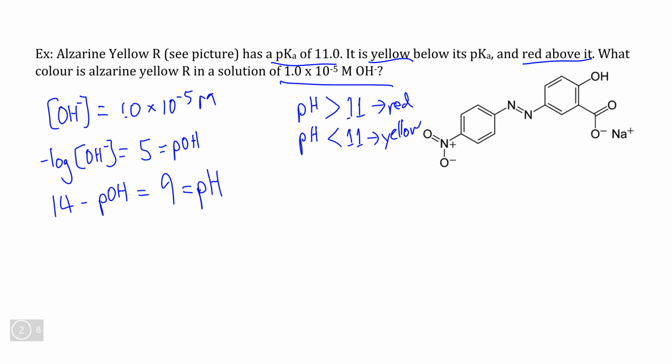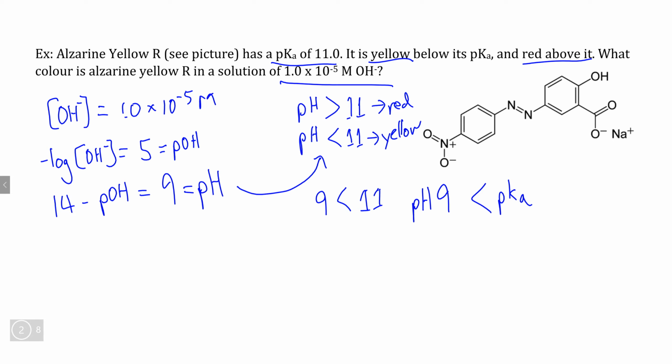We can clearly see that 9 is less than 11 here, meaning that the pH of 9 is less than the pKa of our acid, which again, pKa being equal to pH is where the concentration of the acid and base forms are equal. So because the pH is less than our pKa, that means that our indicator is going to be in its acid form, and therefore our solution is going to be yellow.